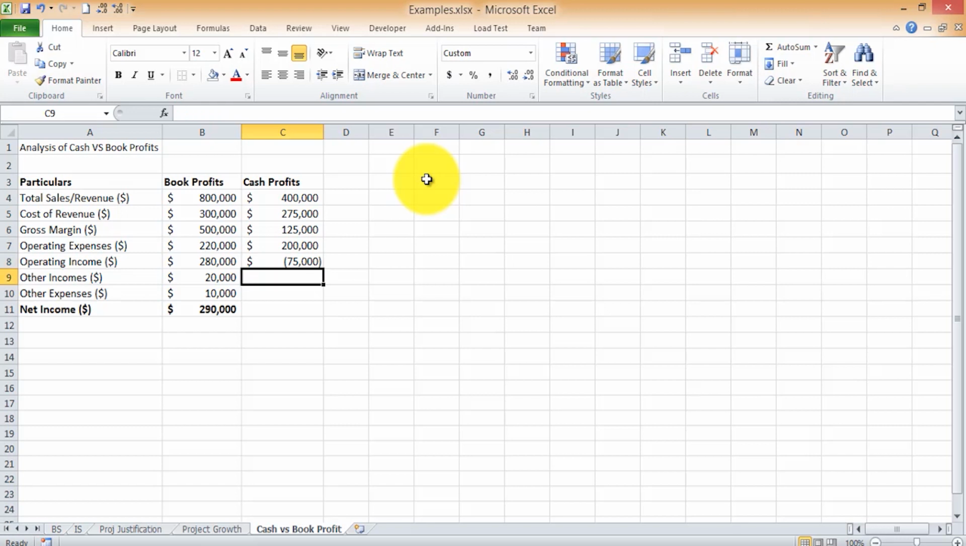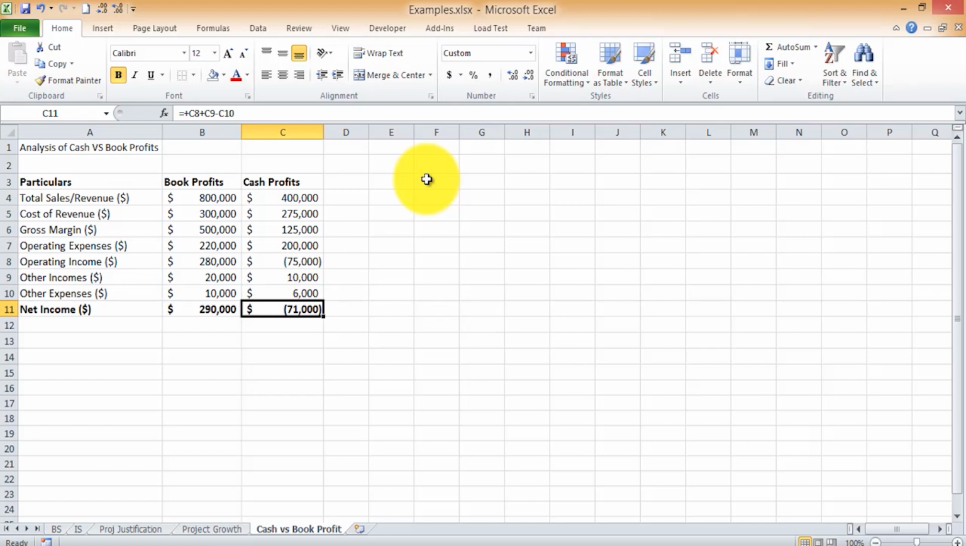Of the other income of $20,000, you realized, let's say, half of the amount till now, and other expenses you paid $7,500. Let's say, keep it safe, $6,000. So now your net income will be operating income plus other income minus other expenses. That is a loss of $71,000 over here. If you see the difference, you received an income of $10,000, you paid an expense of $6,000, and the balance is $4,000. That is an extra income. That goes to reducing your loss of $75,000, and that gives you a cash loss of $71,000.